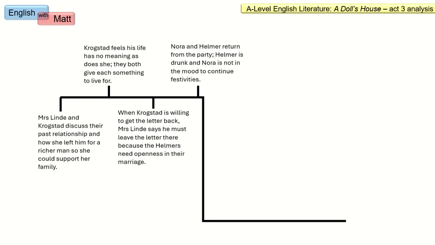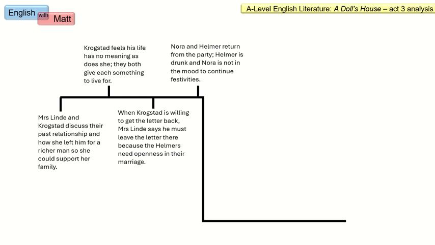In order to, I suppose, build the tension even more, Nora and Helmer enter the stage halfway through this act as they come back from the Stenborgs' fancy dress ball, the Tarantella dance ball. And Helmer is a bit drunk. He's had a lot of champagne.